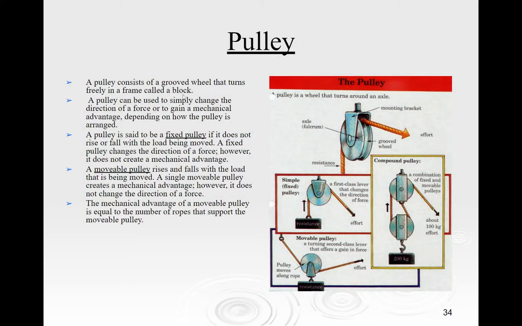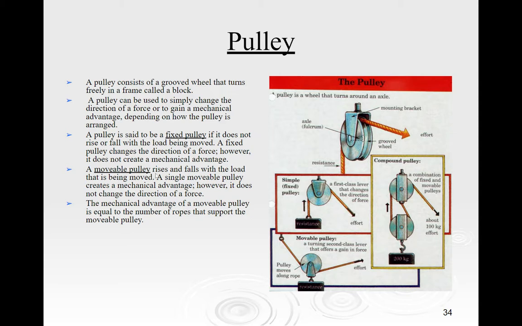A pulley consists of a grooved wheel that turns freely in a frame called the block. A pulley can be used to simply change the direction of a force or to gain a mechanical advantage, depending on how the pulley is arranged. A pulley is said to be a fixed pulley if it does not rise or fall with the load being moved. A fixed pulley changes the direction of a force. However, it does not create a mechanical advantage.